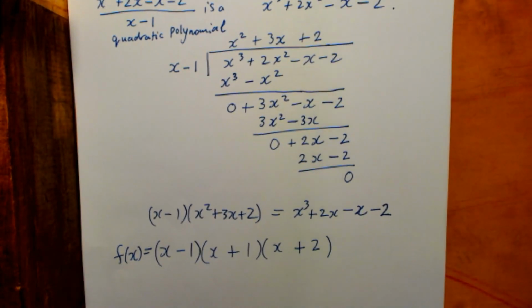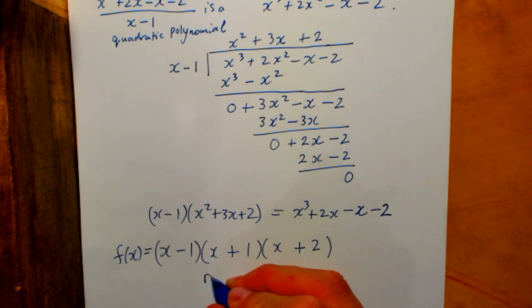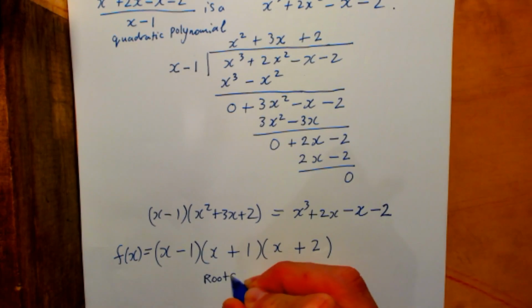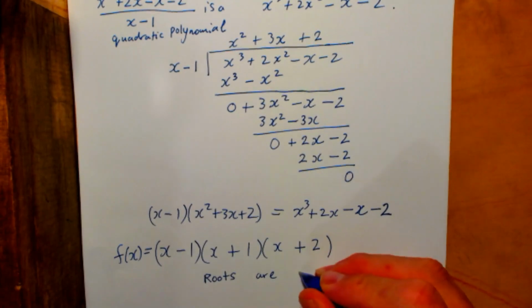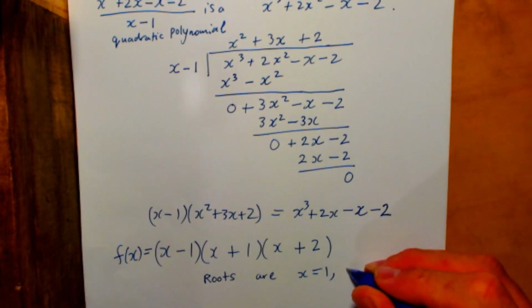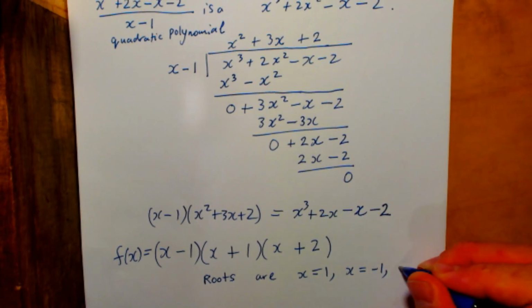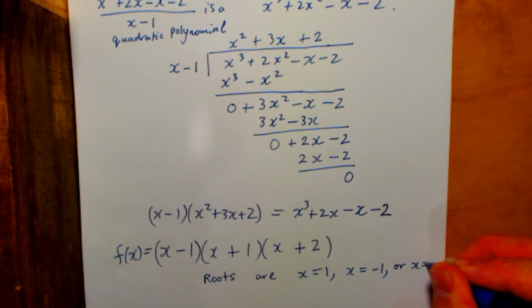And now the roots satisfy f of x equals 0. That's why they're called zeros as well as roots. And so the roots are what makes these 0. x is 1, x is minus 1, or x is minus 2.